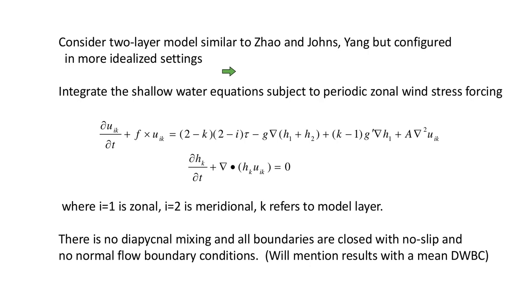They're more idealized than these previous studies, just integrating the shallow water equations. There's wind forcing in layer 1, that's this tau. I have a horizontal viscosity, and there's a continuity equation. There's no diapycnal mixing, so mass is conserved in each of these layers. For most of what I'm going to talk about, it's a closed domain with no-slip and no-normal-flow boundary conditions. I will mention briefly some results that have a mean deep western boundary current, so there's an exchange through the northern and southern boundaries.